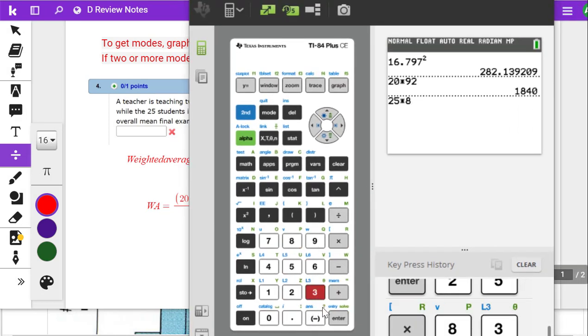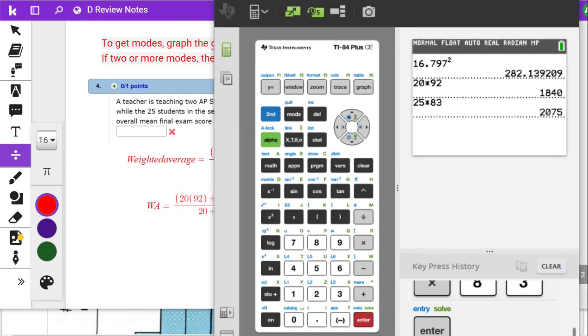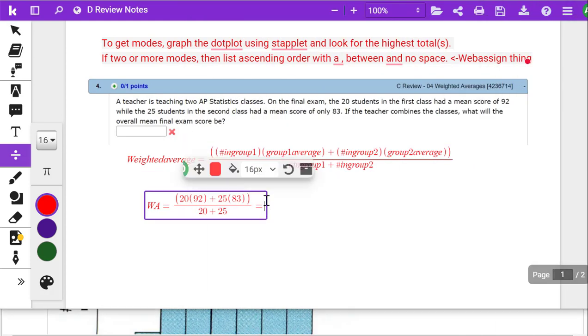Just keep your math easier. This just makes life easier. All right, so I'm going to copy those two down. I'm going to show the work here, and you might want to do that too. 1840 plus 27.5. Divide it, and I can figure out 20 plus 25 is 45.